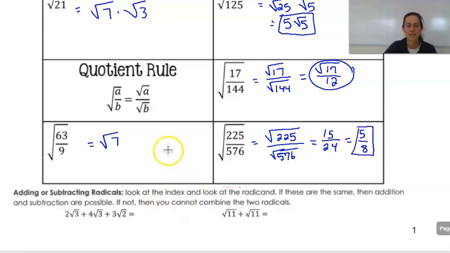And then down here, I have just a little note about adding and subtracting radicals. And it says that you have to make sure that the radicand is the same, so the number underneath the radical. So notice in these, it's radical 3, but the last one, it's radical 2.